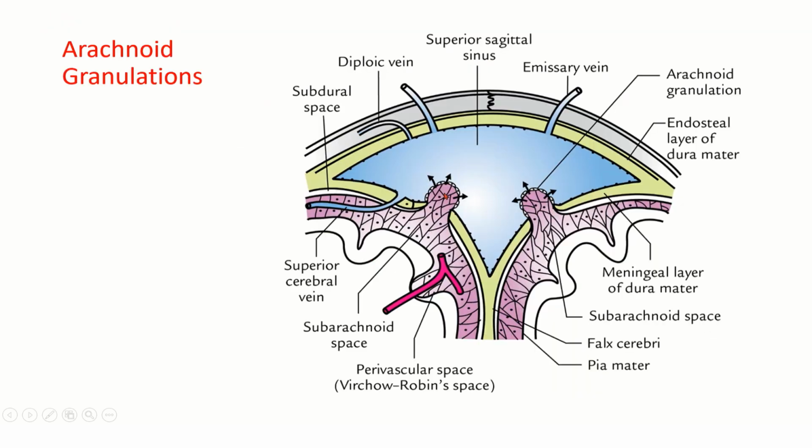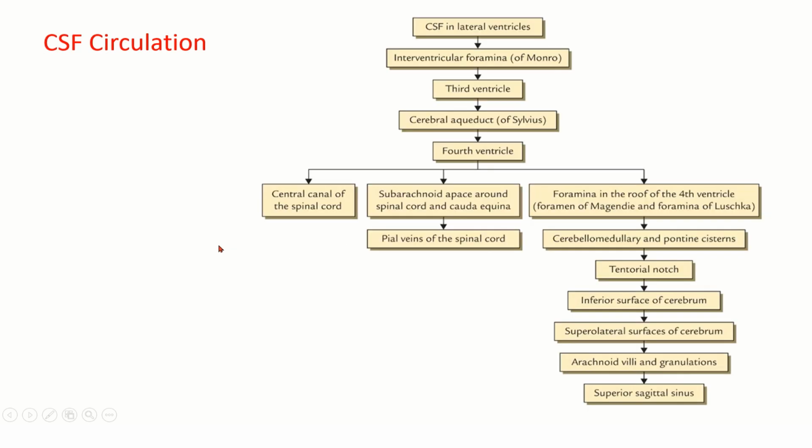So you can see the arachnoid granulations, you can see the CSF being absorbed into the venous sinuses. So CSF circulation: CSF in the lateral ventricle, then the interventricular foramen of Monro, third ventricle, cerebral aqueduct, fourth ventricle, and through the three foramina, the foramen of Magendie in the center and on either side the foramina of Luschka, it enters into the subarachnoid space. And from the fourth ventricle, it also goes into the central canal of the spinal cord, then the subarachnoid space around the spinal cord and cauda equina.